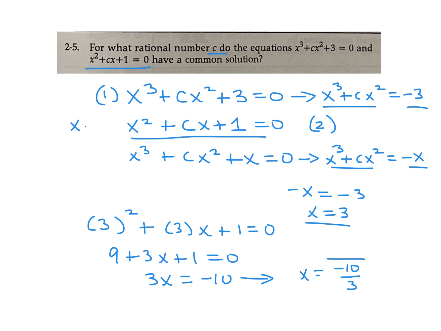Sorry about that. This should have been a c. This guy should have been a c here. It's a good thing I caught that. Sorry, that should have been a c. So c is what we're looking for, minus 10 over 3.